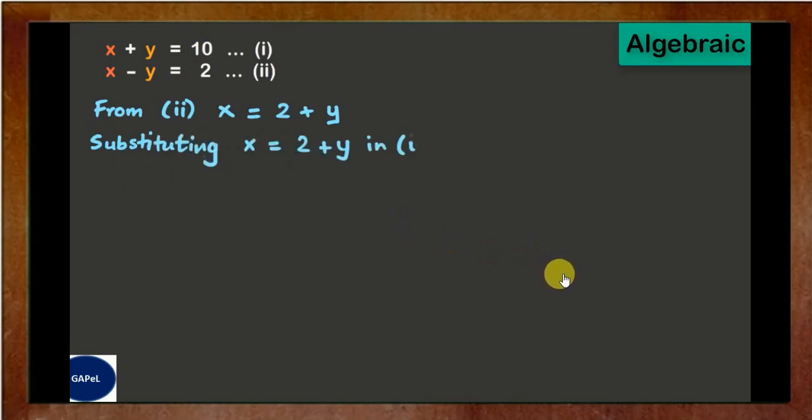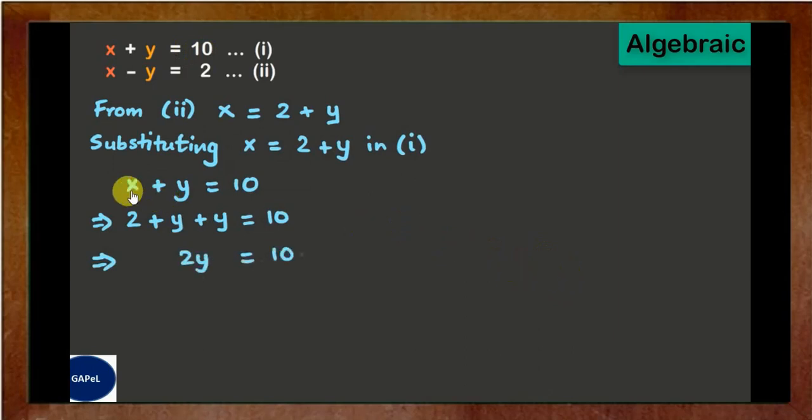So substituting x equal to 2 plus y in equation 1. So I'll just substitute. In place of x I'm putting 2 plus y. So if you can see here, in place of x I put 2 plus y, equal to 10. So 2 plus 2y it becomes, so 2y, and 2 I'm transposing to the other side. So 10 minus 2 is nothing but 8. Okay, so y is equal to 4. This is simple mathematics. Okay, now I got y answer as 4.